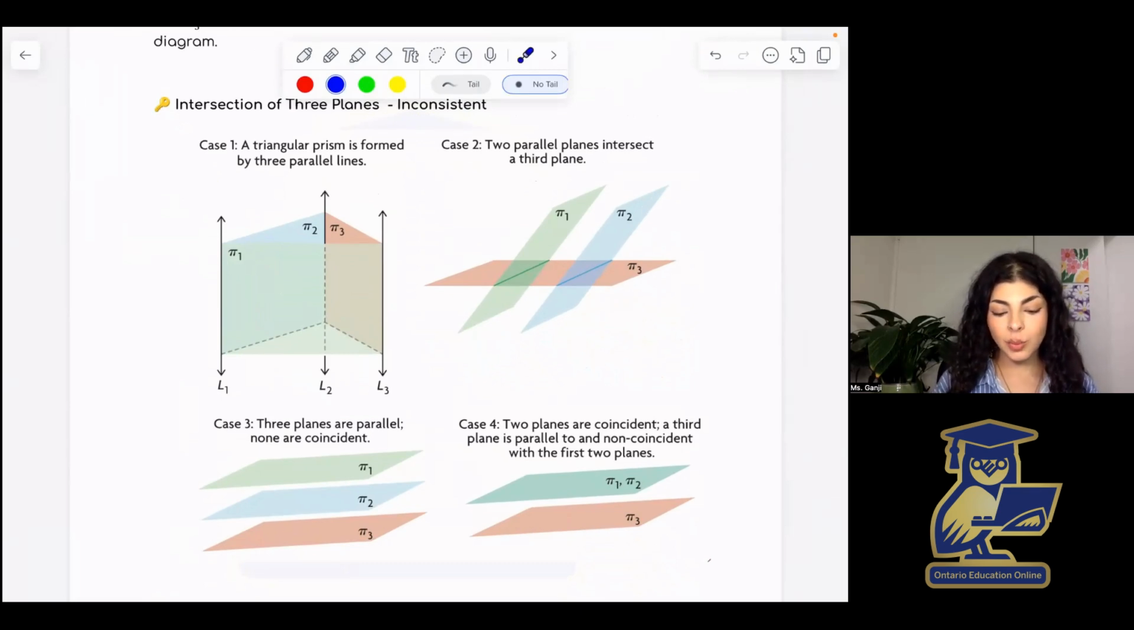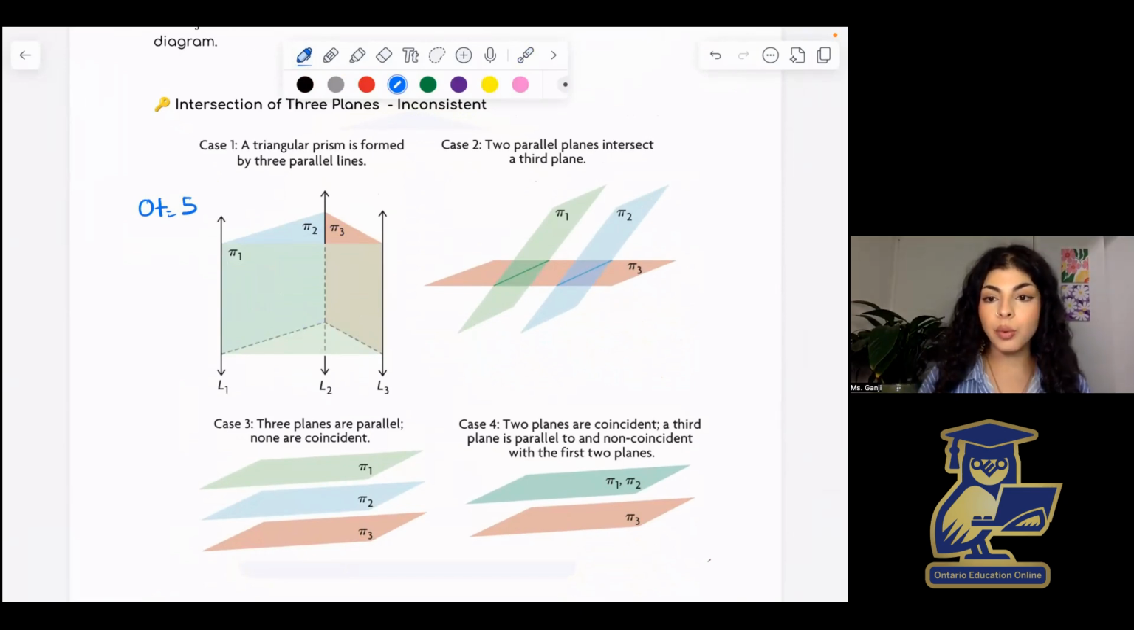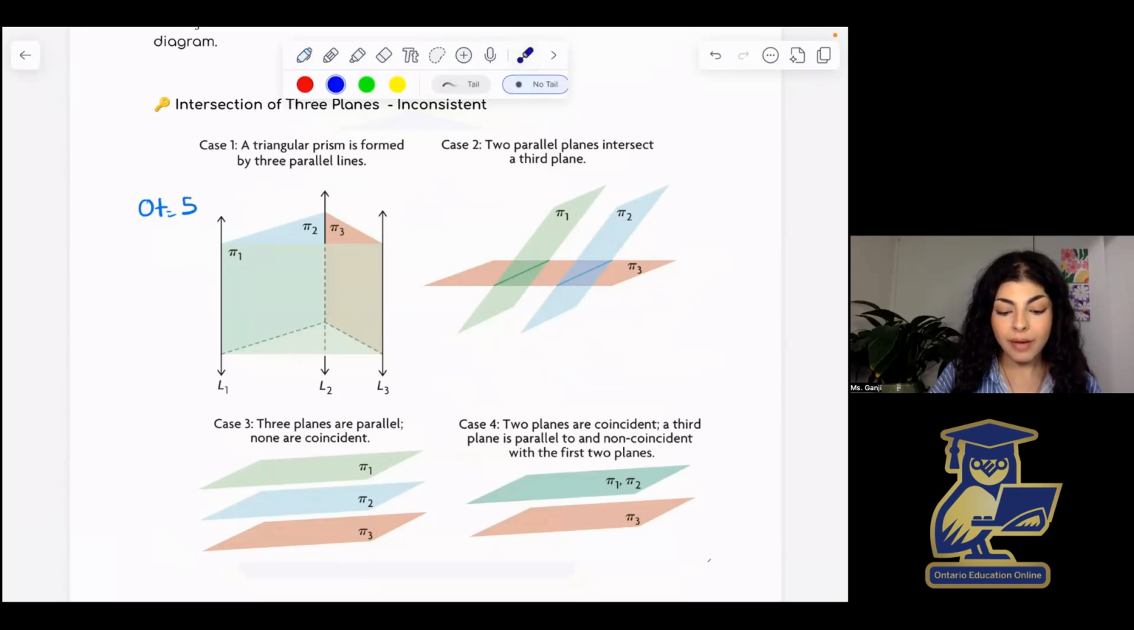One case of this is when a triangular prism is formed by three planes, which means that if you are trying to solve the system, at one point you're going to end up with 0t is equal to 5, and you'll see that there's no value of t that would satisfy this equation, so you will actually end up with no possible solutions for the system of equations. And this would be the graphical representation of it. So these three planes do not intersect. Each pair of planes intersects, but not all three of them intersect together.